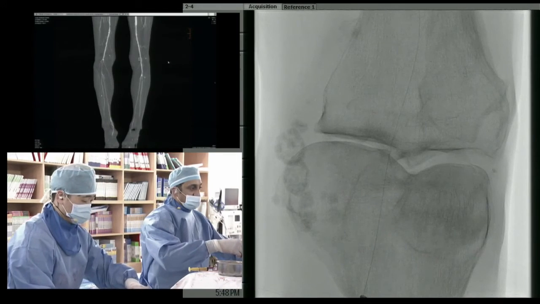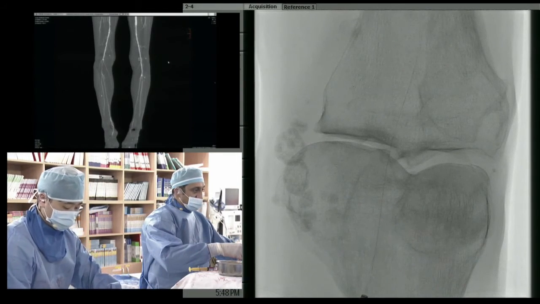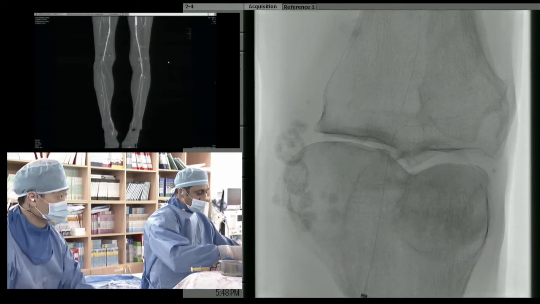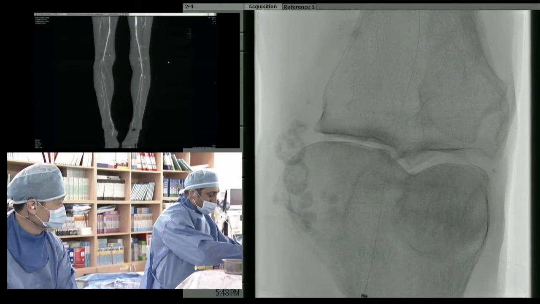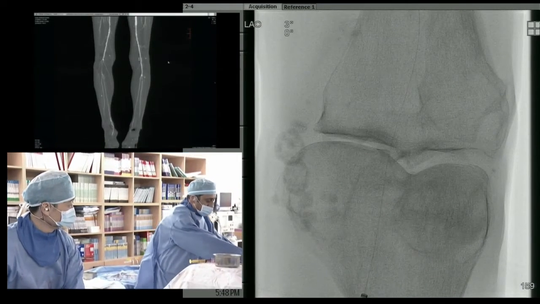Sorry, could we have a runoff? Could we have an angiogram of the runoff? Is that all right? Or have you done one already? No, we have the CT angio guiding us, but I'll go ahead and do that right now. Yep, thanks.